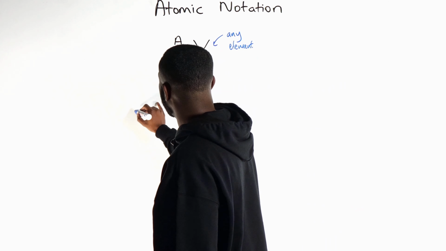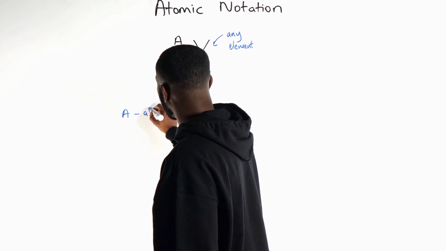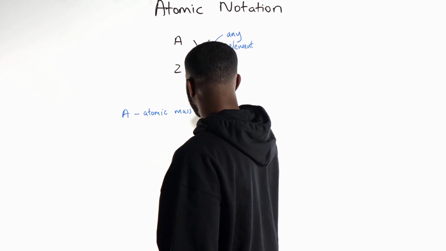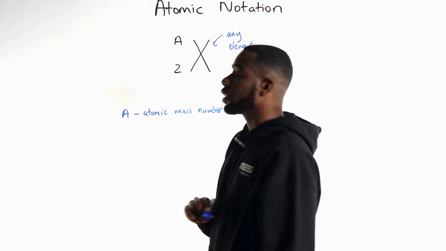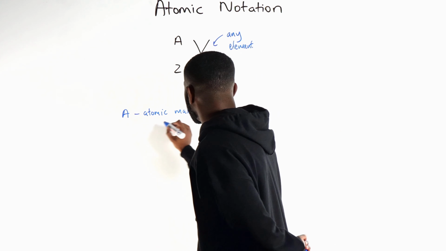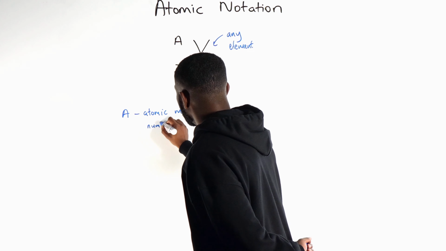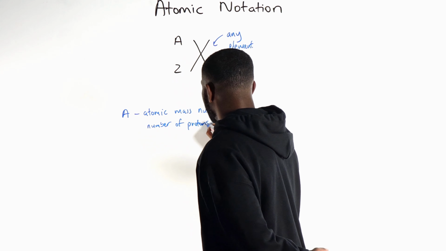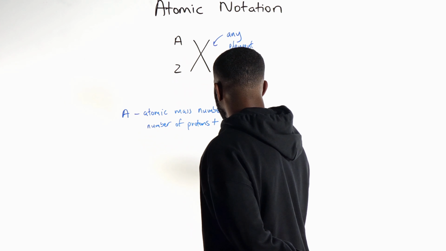The first one, A, is the atomic mass number. How I remember this one is it's the larger number, so mass, massive, the larger out of the two. This tells us the number of protons and neutrons added together, protons plus neutrons.